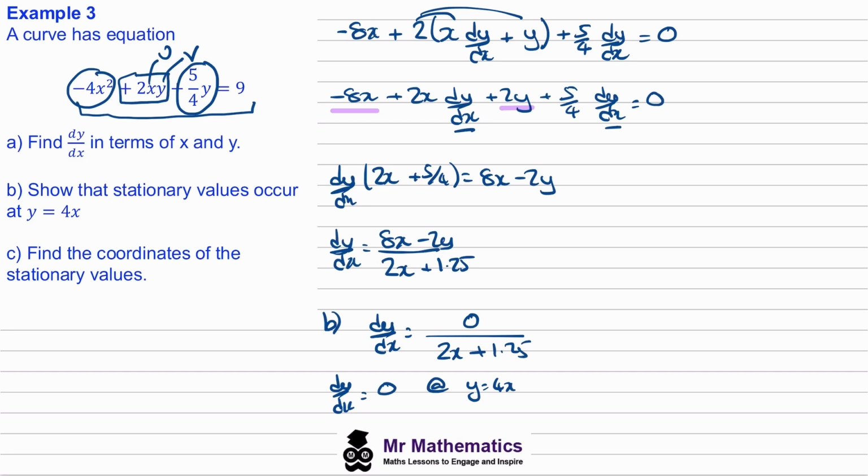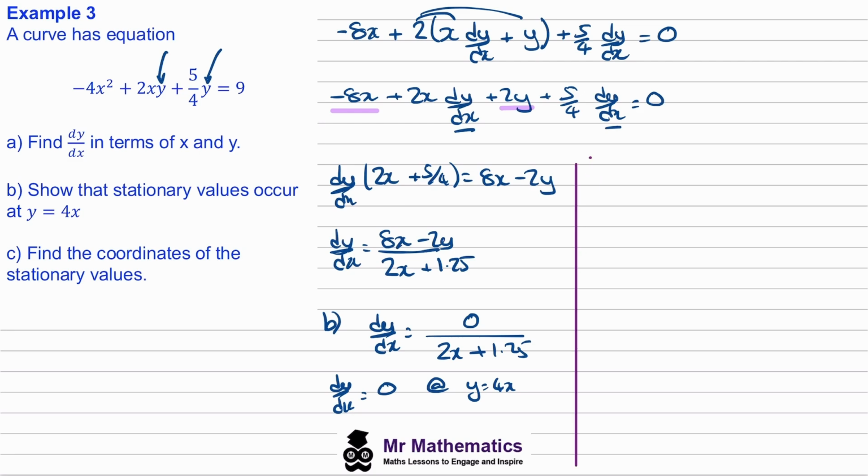And then for part C, find the coordinates of the stationary values. So if we have the stationary values at y equals 4x, we can substitute that into here, and then solve that quadratic. So we'll get negative 4x squared plus 2x lots of the 4x plus 5 over 4 multiplied by 4x, and that will equal 9. We've got the 8x squared here minus a 4x squared, so 4x squared. These two 4s will cancel, and then we can move this 9 over to the left-hand side.